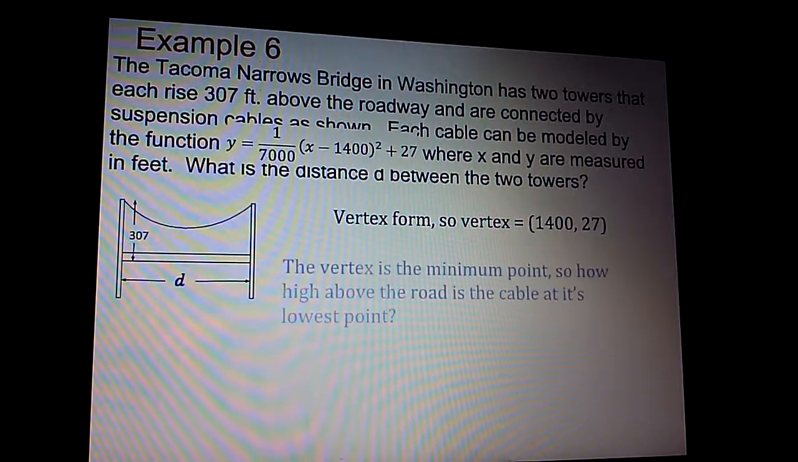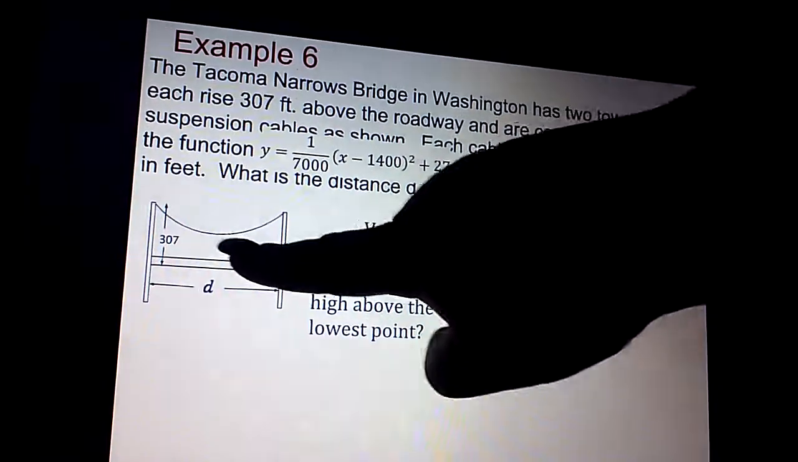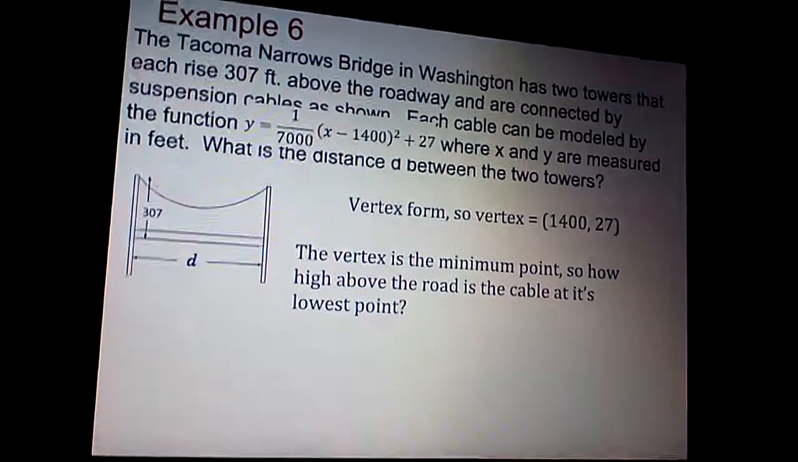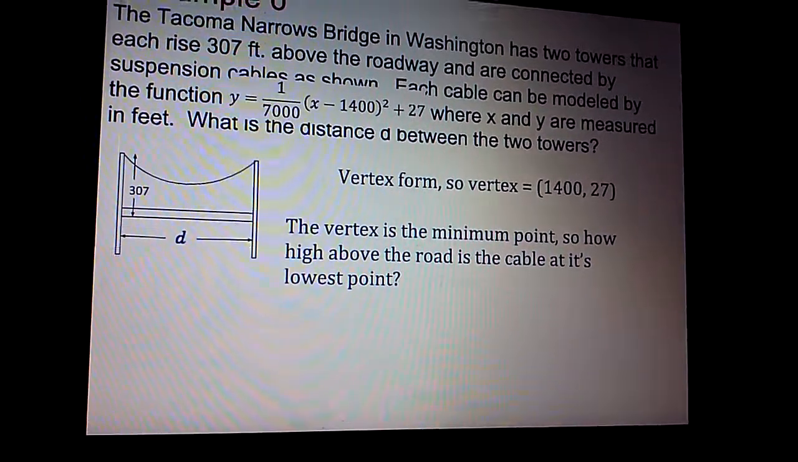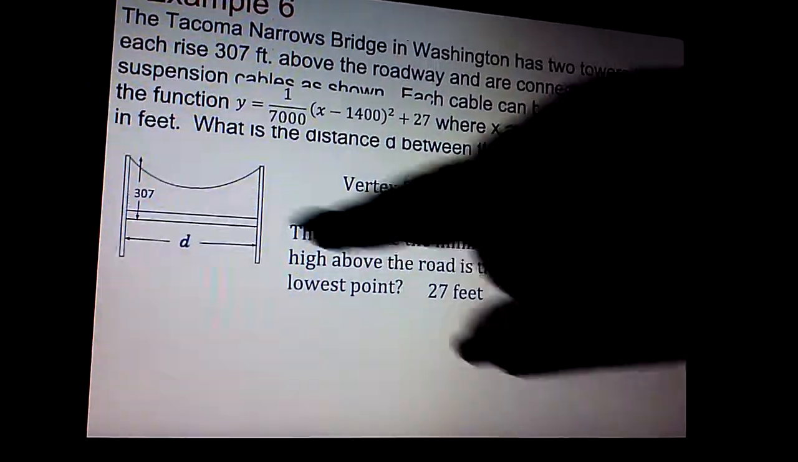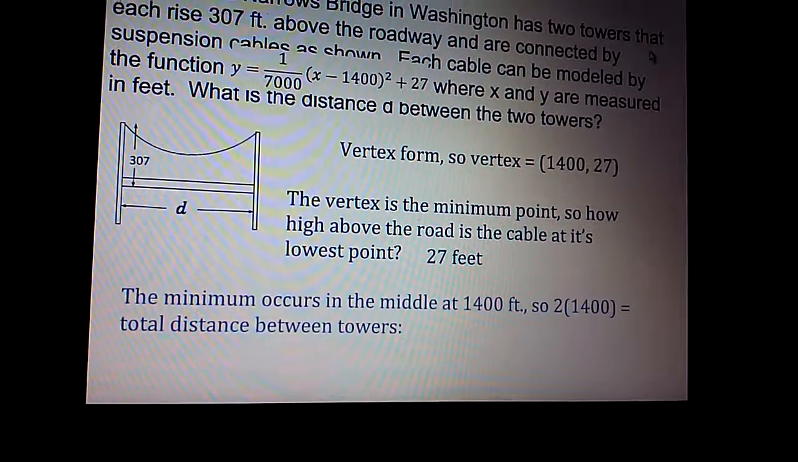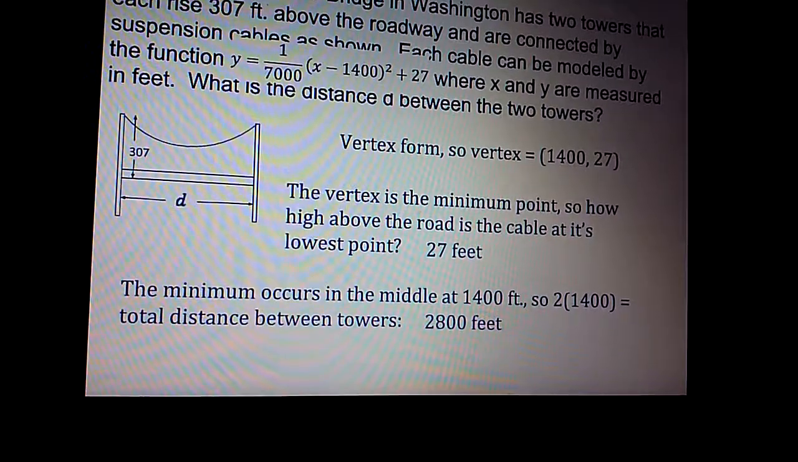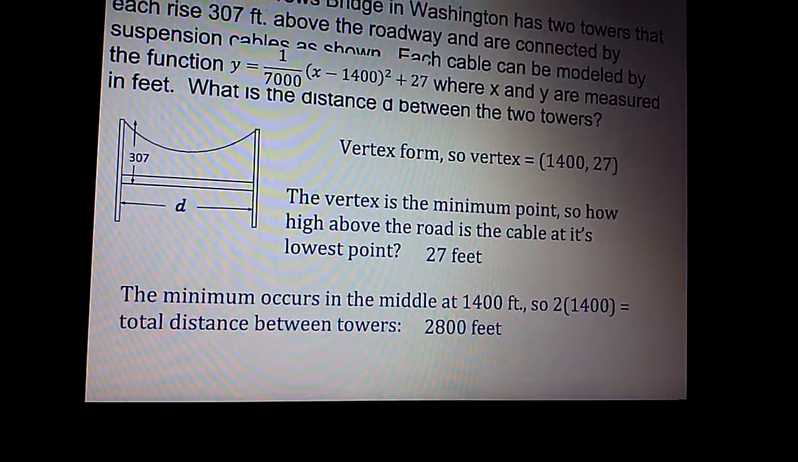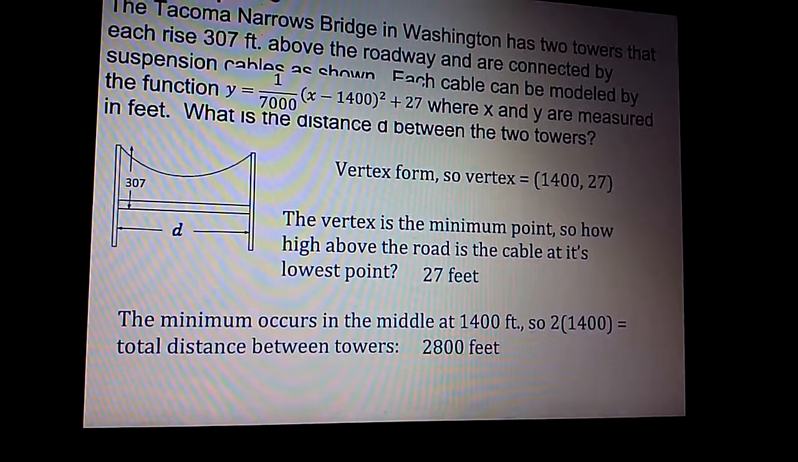The 27 is telling you how far the cable is above the roadway. So it's telling you where this vertex is. So the cable is only 27 feet above the roadway. Now the 1400 gets you halfway in between. So all we have to do is double the 1400 to find out how far the towers are. That's the hardest math you're going to have to do. Find the h, multiply by 2.